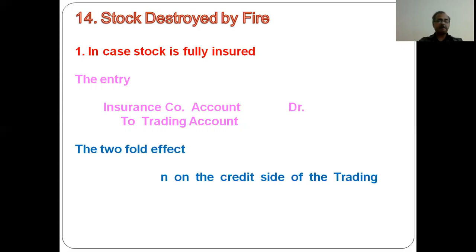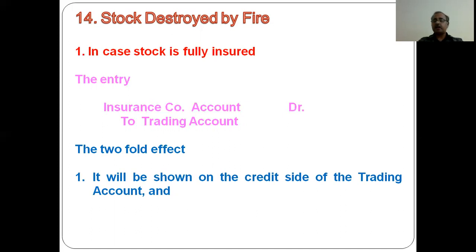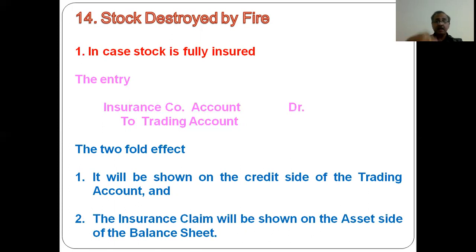There is a twofold effect. The first effect is that stock destroyed by fire will be shown on the credit side of the trading account. This treatment will be the same in all cases, whether it is fully insured, partly insured or not insured. The second effect is that, in case the stock is fully insured and the insurance company admitted the full claim, that insurance claim will be shown on the asset side of the balance sheet, because it is an asset.